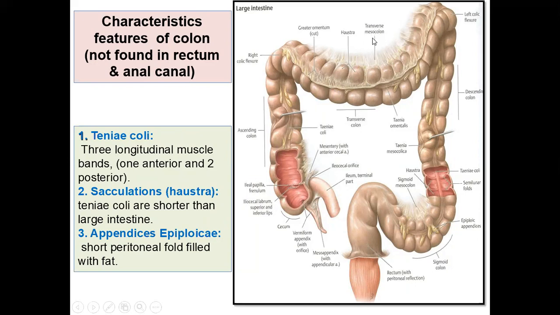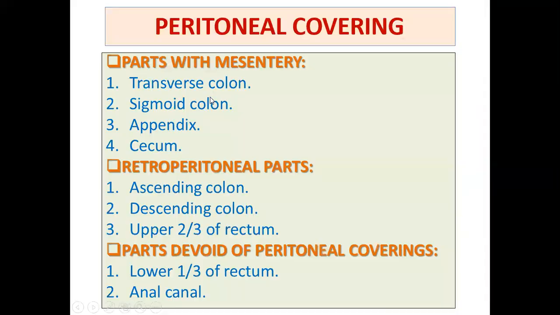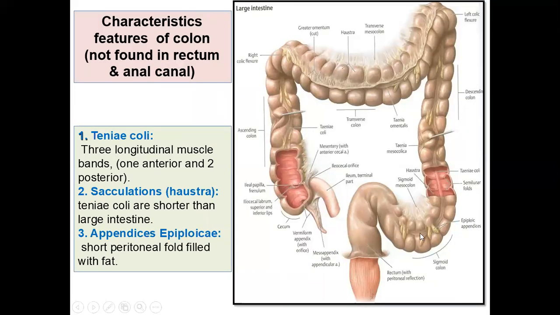In case of the large intestine, it will be called the mesocolon. Because it is attached to the transverse colon, it's called the transverse mesocolon. Then we have the sigmoid colon. If you see, yes, this is the sigmoid colon. So it also has a sigmoid mesocolon.